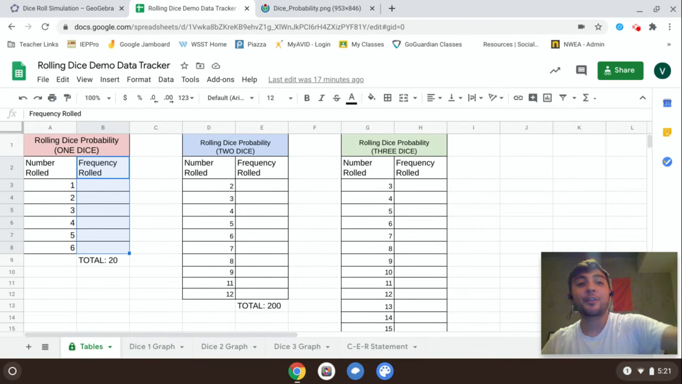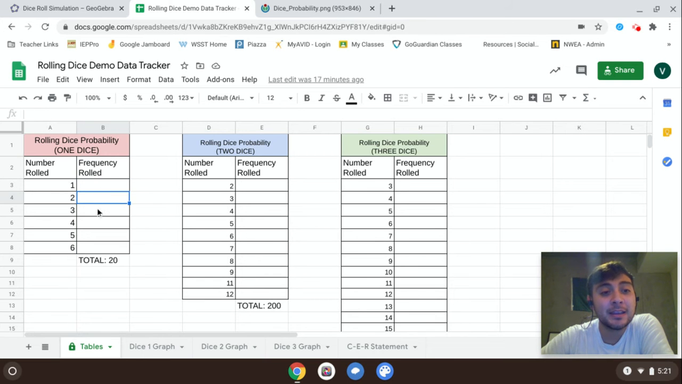Hopefully, guys. So let's start with the first die. Our goal is to roll this dice 20 different times and record how many times it rolls a certain number. With one die, we only have 6 possibilities, right? We have 1 through 6. As you can see right here, we're testing the number rolled. Since we only have one die, there are only 6 different possibilities, right? So in the frequency rolled, you're actually going to measure what those numbers are, right?